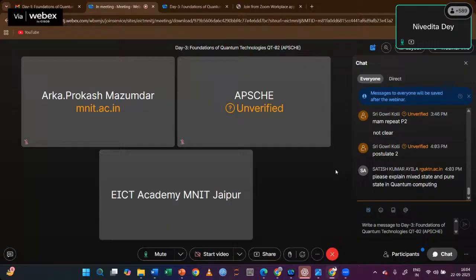Please explain the mixed state and the pure state in quantum computing. Yes, so this is exactly what we are doing. For one qubit, 0 and 1 are pure states. But whenever you are using them in superposition, which is ket 0 plus ket 1, that will be a mixed state. Similarly, for 2 qubits, all the 4 states together will be a mixed state.